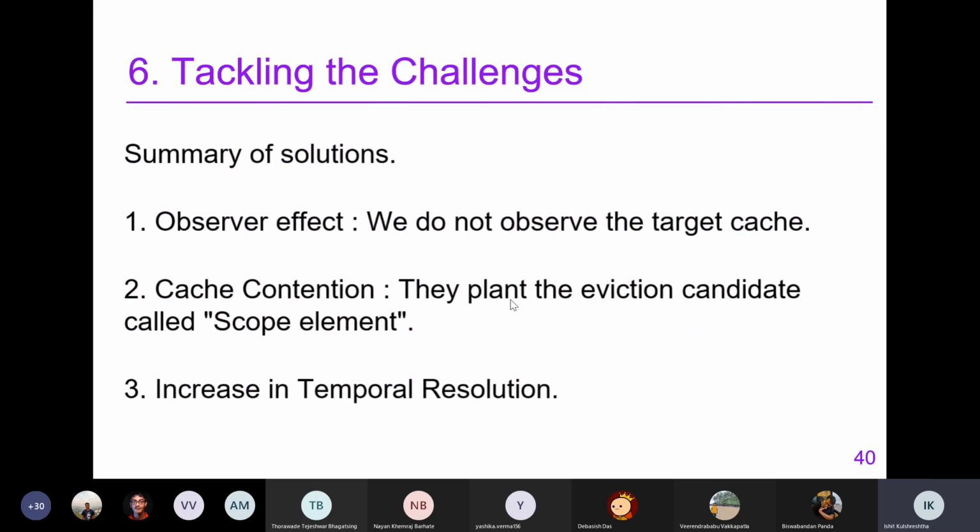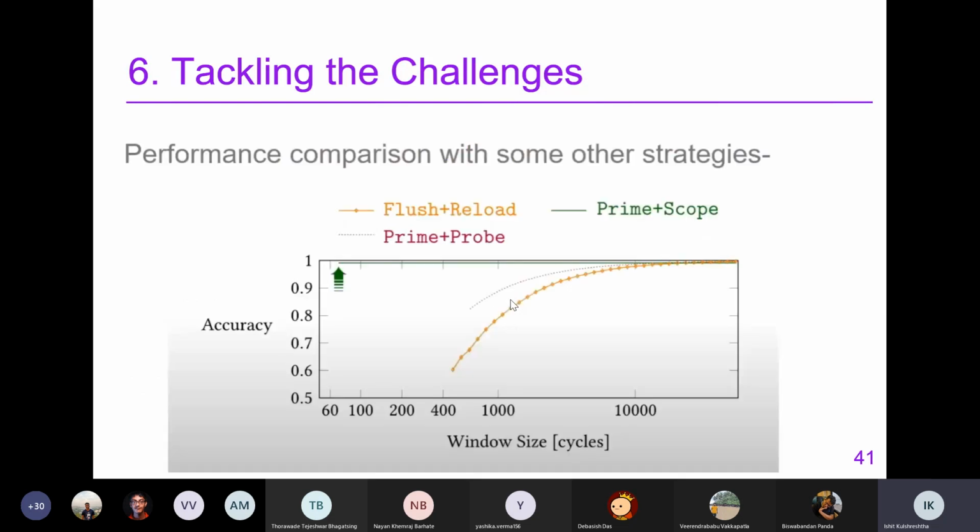So, summary of the solution: for the observer effect, how we overcame it is that we do not observe the target cache. We only observe the higher level caches. And the second one, which is cache contention, how they overcame it is that they exploit the known cache replacement policies to plant a scope element. And the third is that all this obviously leads to an increase in temporal resolution.